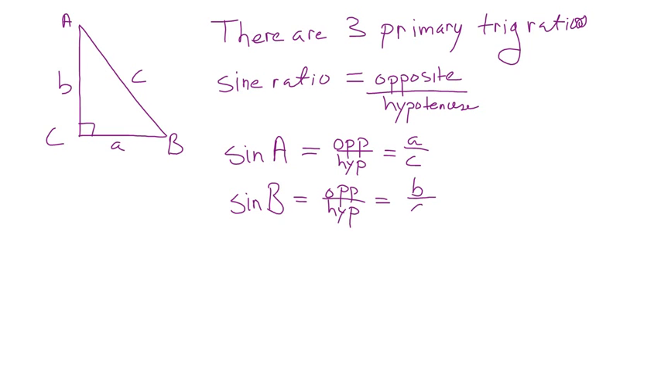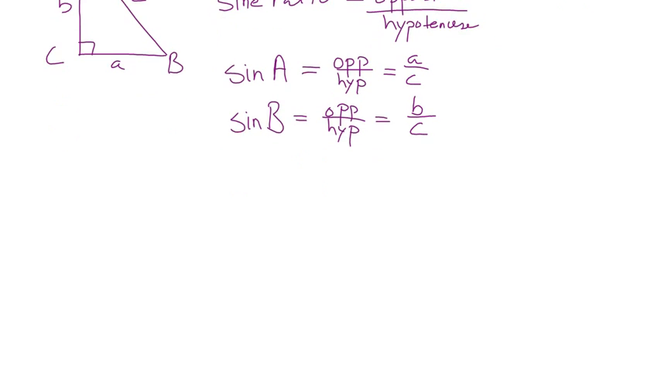Okay, opposite angle B is little b, and the hypotenuse is fixed, right? That's little c. Sine ratio. What's the cosine ratio? Okay, so the cosine ratio is adjacent.